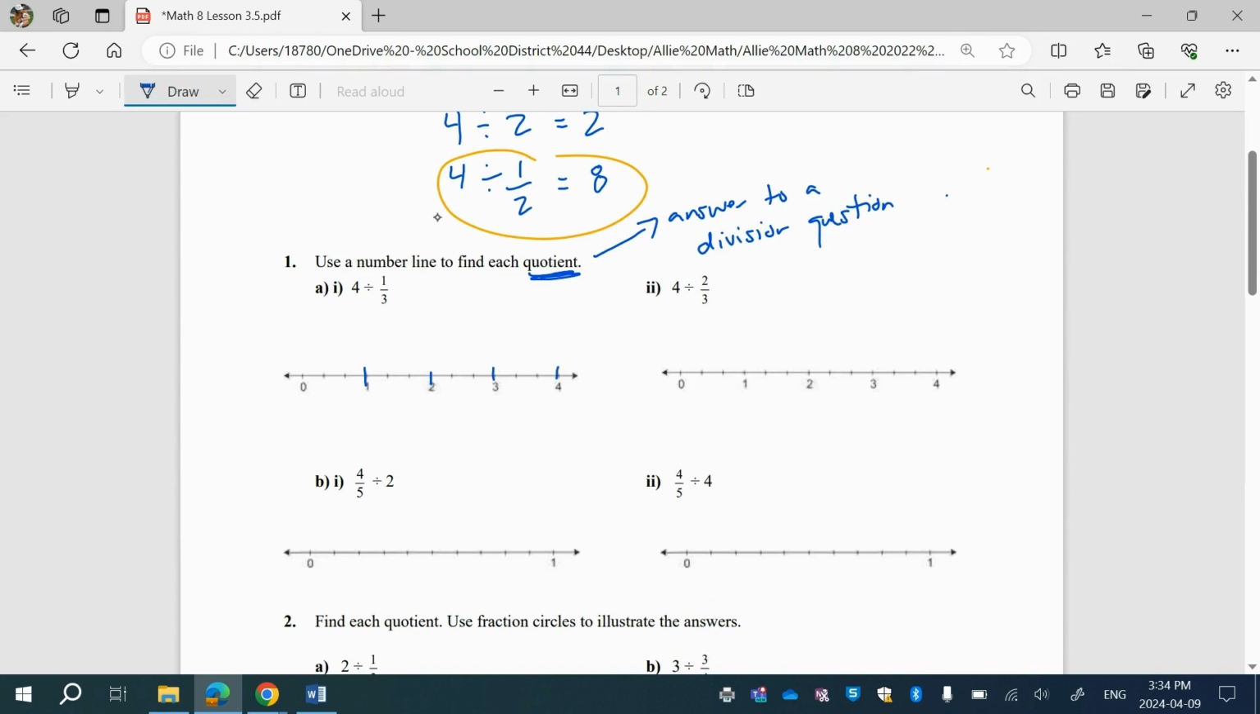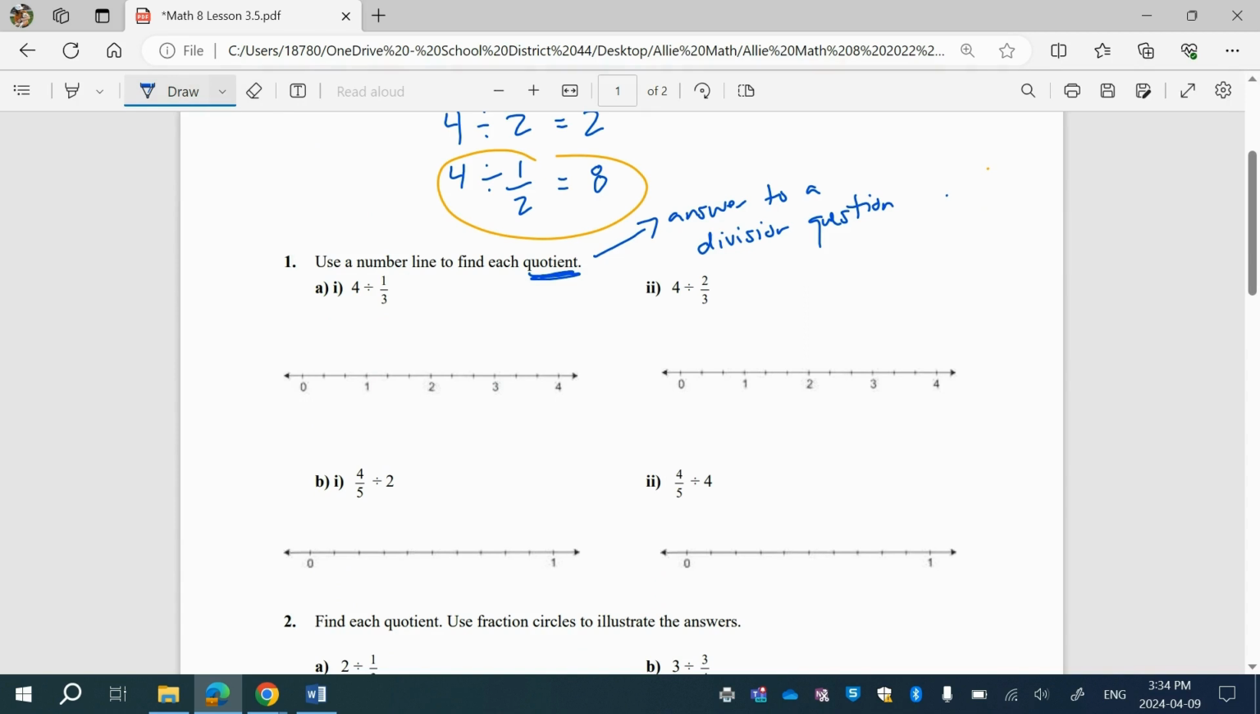You'll notice we have these little lines here. We've divided this into thirds. So this 1 is now in 3 parts. There's 1 part, 2 parts, 3 parts. It's divided into thirds. So that's what it means when we're dividing. We're showing this on our number line.